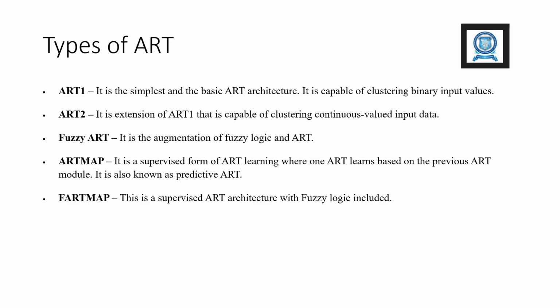Types of ART. ART 1 is the simplest and the basic ART architecture. It is capable of clustering binary input values. ART 2 is an extension of ART 1 that is capable of clustering continuous valued input data. Fuzzy ART is the augmentation of fuzzy logic and ART. ARTMAP is a supervised form of ART learning where one ART learns based on the previous ART module. It is also known as predictive ART. Fuzzy ARTMAP is a supervised ART architecture with fuzzy logic included.